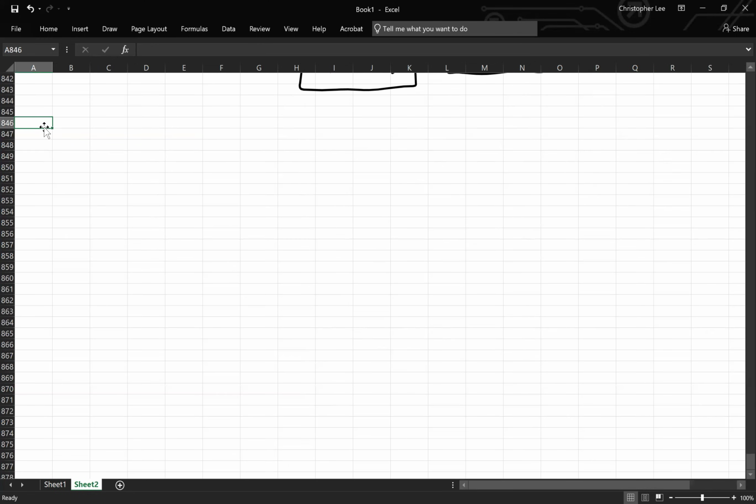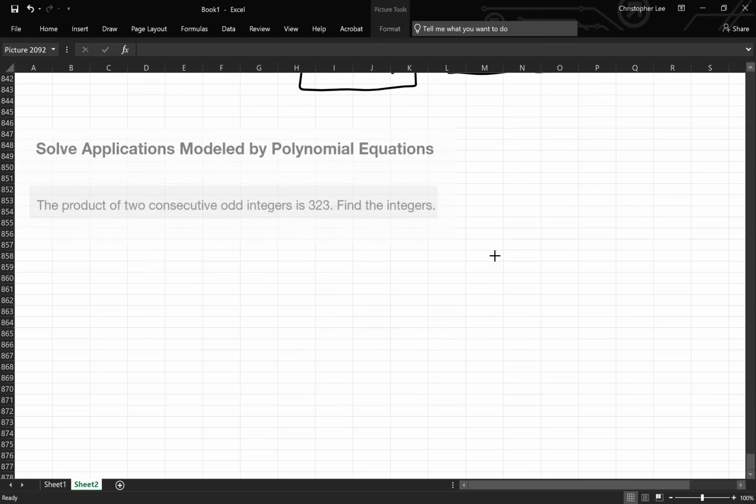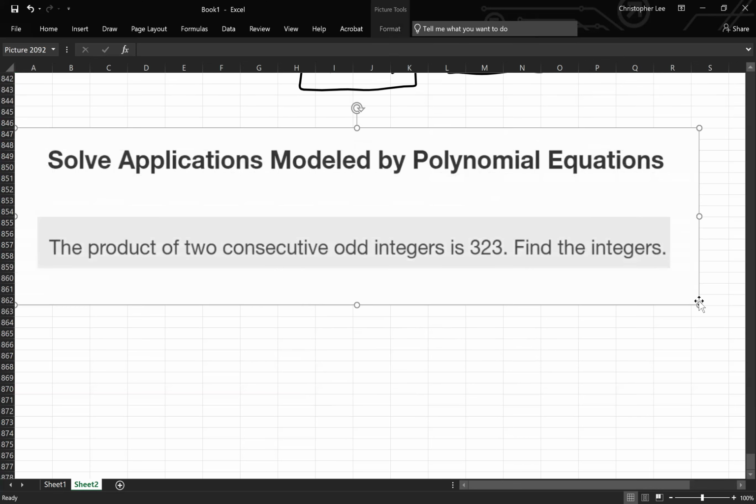Thank you. All right. Last topic, real quick, because I know time is going against us, right? Sorry about that. Pacing issues. Anyway, so we're going to be solving applications modeled by polynomial equations, right? It's the last topic. So this question says the product of two consecutive odd integers is 323. Find those integers, right? So what does that mean, right?